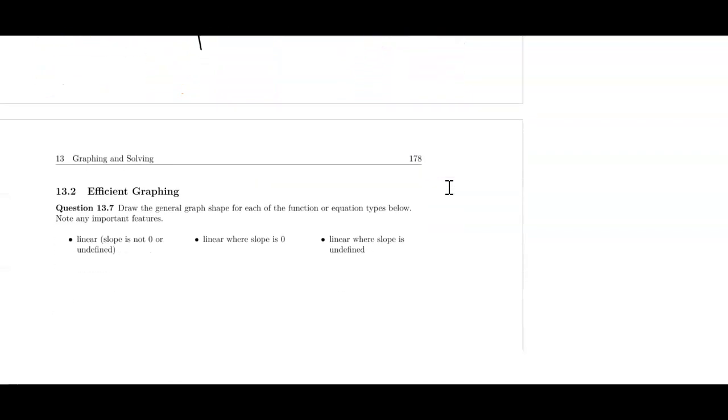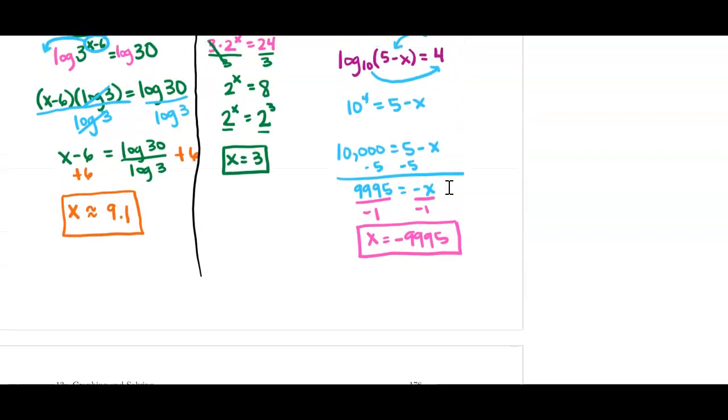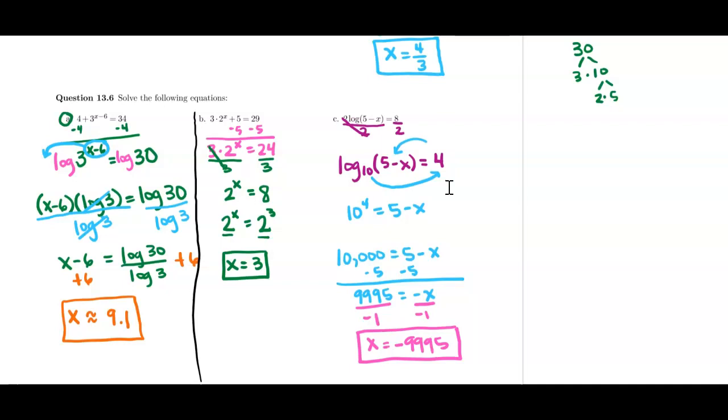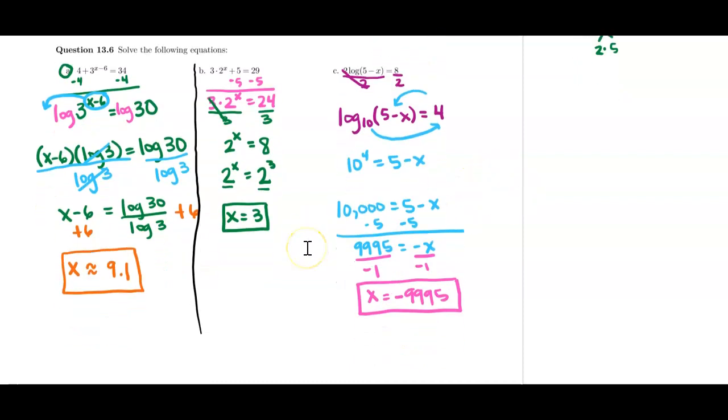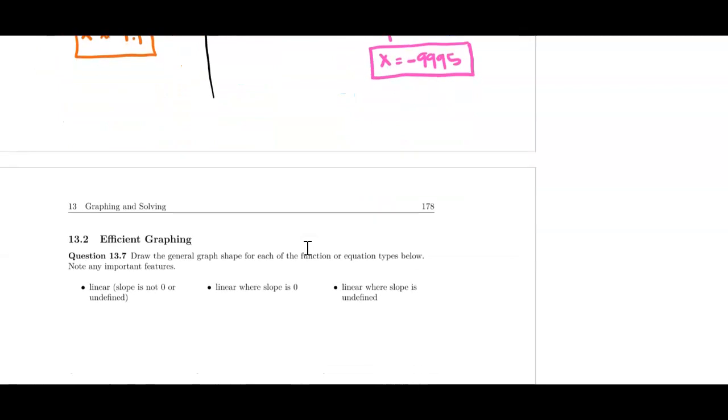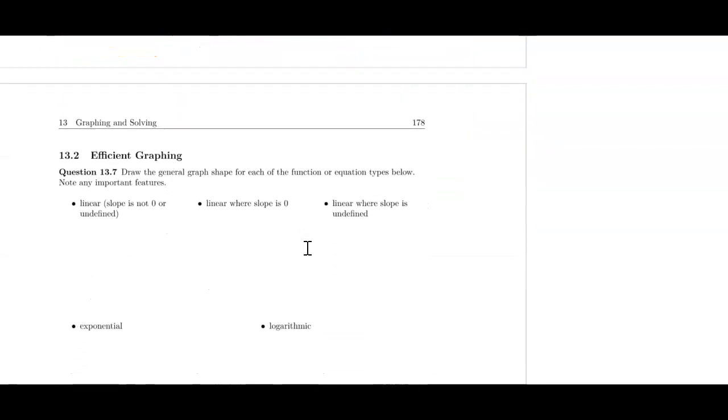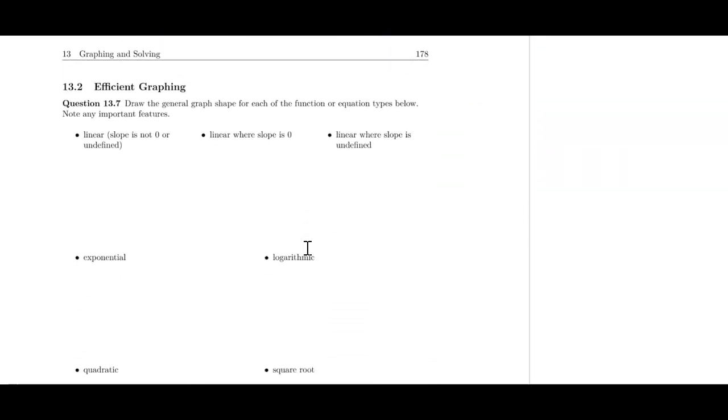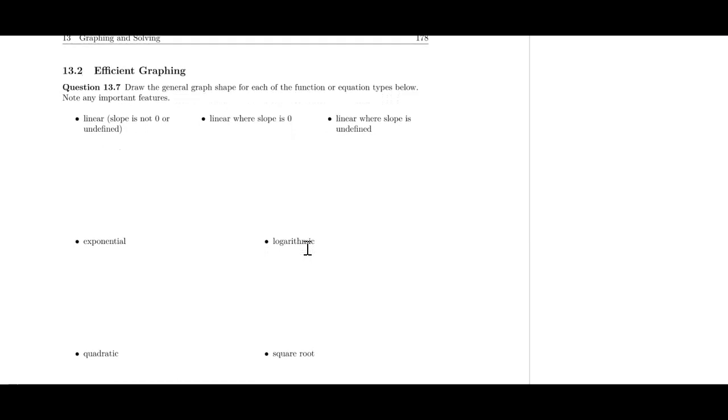All right, we're going to switch gears a little bit now. So far we've been solving all of these different types of equations that we've talked about this semester. Now we're going to review some graphing that we've talked about this semester. This first part, we're just going to be making little rough sketches of what these different types of graphs look like.